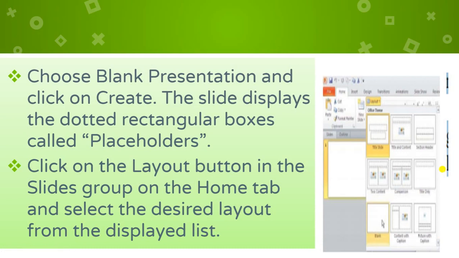The slide displays the dotted rectangular boxes called placeholders. We are having these dotted lines here. You can see here, even in the slides I have selected on the right hand side, these are the two placeholders. Whenever we are selecting any slides, these are the two placeholders we can see. The first one is click to add the title, and the second one is click to add the subtitle, and these dotted boxes are called the placeholders.